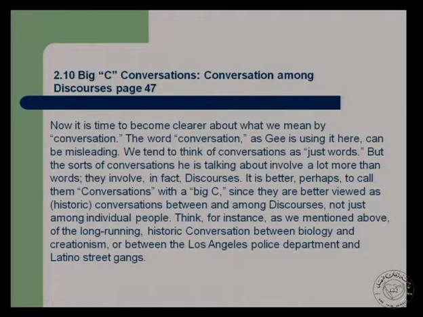Indeed, both of them present a bigger concept. The bigger concepts here are the Los Angeles Police Department and the Latino street gangs. As if I'm saying the conversation is between the Los Angeles Police Department and Latino street gangs, but it is represented through those individuals. So they are talking to one another from this viewpoint. My being a Latino street gang member is my identity, and my being one of the members of the Los Angeles Police Department.